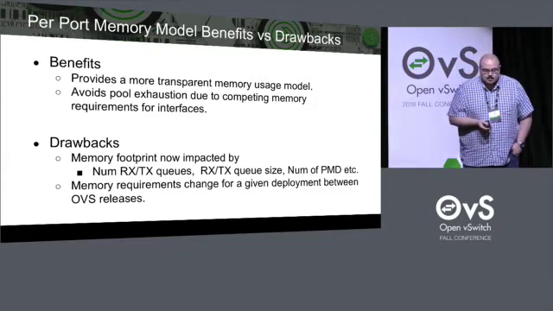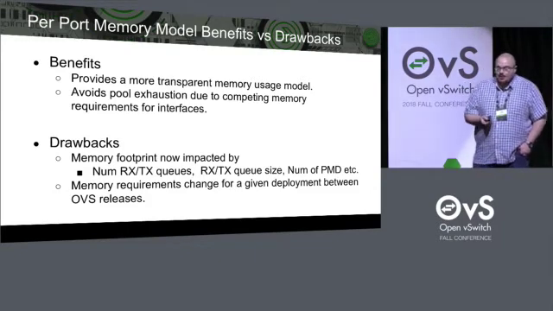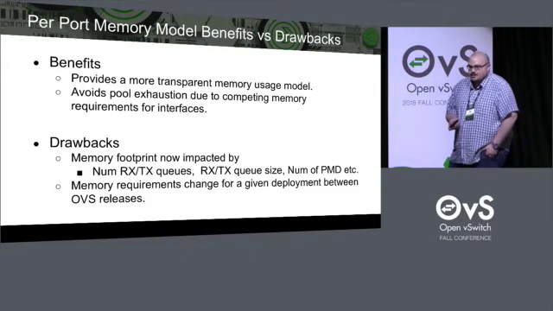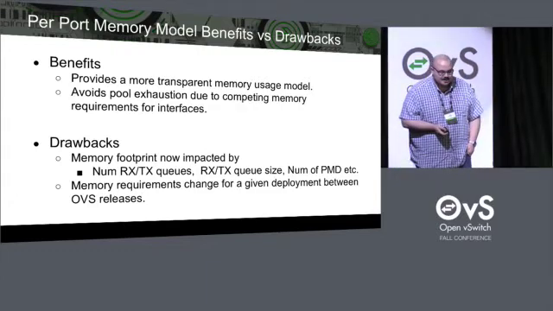And what was a bit more nuanced, which only became apparent later in the release, was that the memory requirements can change for a given deployment between two OVS releases. And this could be a blocking factor for anybody using OVS DPDK.